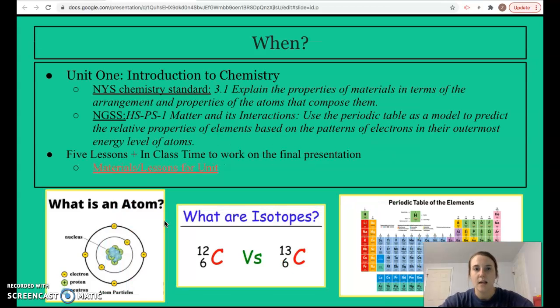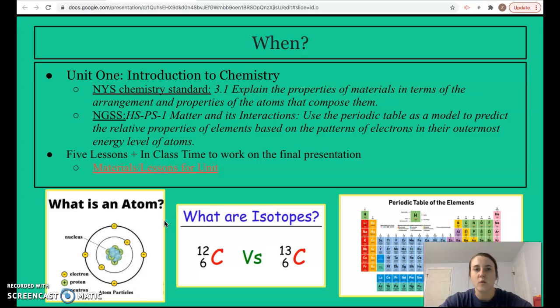This, like I said, is for if we're following the New York State chemistry standards and curriculum. It is Unit 1, where it's kind of an introduction to chemistry and that foundational knowledge that's going to be really essential for students to develop, to move forward and be successful throughout the year. So following the New York State chemistry standards, this would be 3.1, where students are explaining the properties of materials in terms of the arrangement and properties of atoms that compose them.